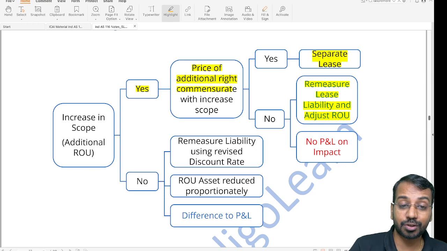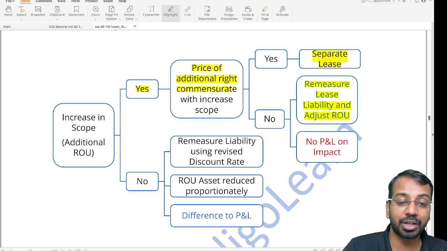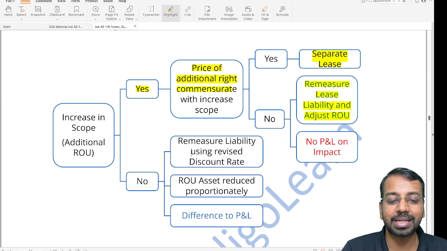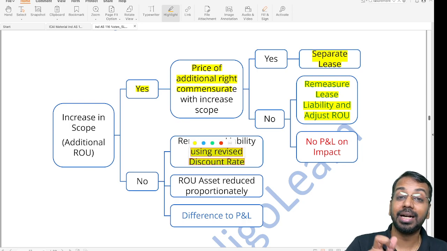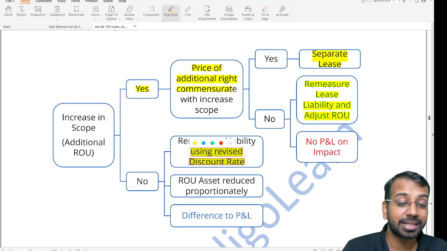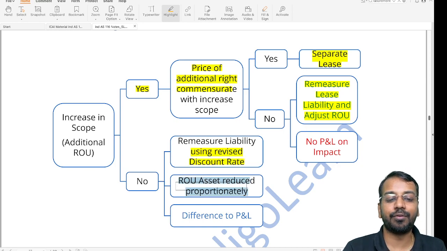If there is a reduction in scope, then you will remeasure the lease liability using the revised discount rate. You will proportionately reduce the ROU asset and the difference is charged to P&L. So these are the two things you need to understand.